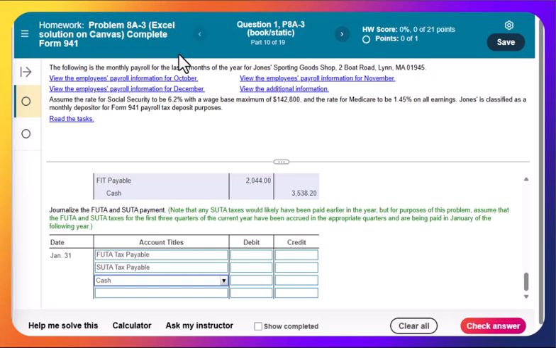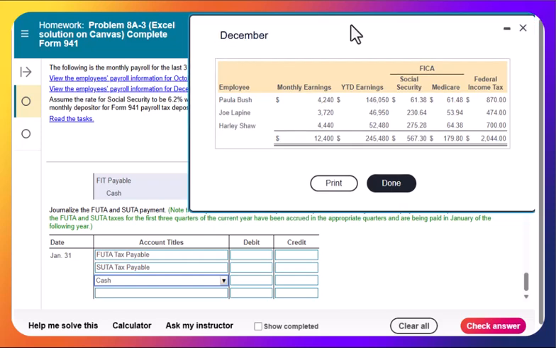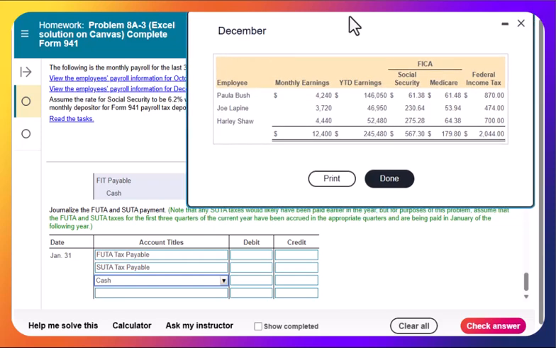And then why will we be debiting our FUTA and SUTA payable? Because remember, it says assume the FUTA and SUTA taxes for the first 3 quarters have been accrued. In other words, those liabilities have been increased, and so since we are now going to be paying them, we have to debit them in order to decrease them. Okay, so now let's go ahead and check out our end of the year information and see if this problem is being kind to us here.